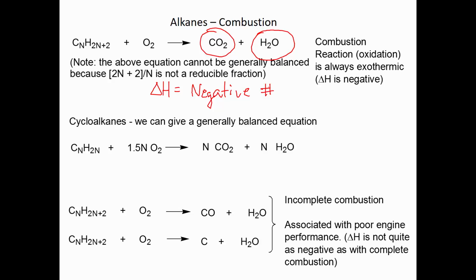All right. Now, when a cycloalkane undergoes a similar combustion reaction, we can reduce the fraction, and we can give a general equation now. So CnH2n plus 1.5n moles of O2 produces an equivalent number of CO2 molecules and water molecules. The combustion all the way to CO2 and water is what we call complete combustion.